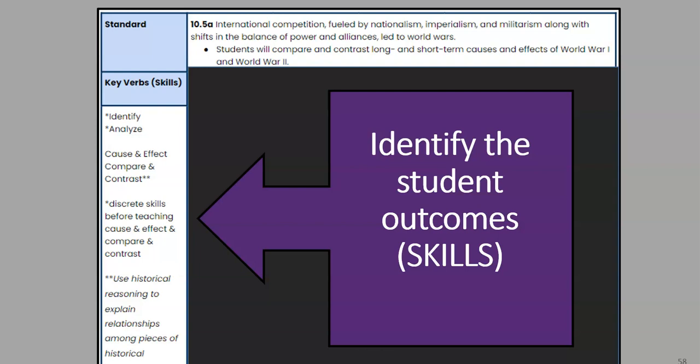So you'll notice that I've added identify and analyze to our skill list, because when we're practicing these skills, that leads to enhanced analytical reasoning and problem solving, which helps students think critically about causes and effects of each world war. And also it enables them to write a more balanced comparative essay. Remember, when we're starting this process, we're identifying the skills because those are the things that are being assessed.